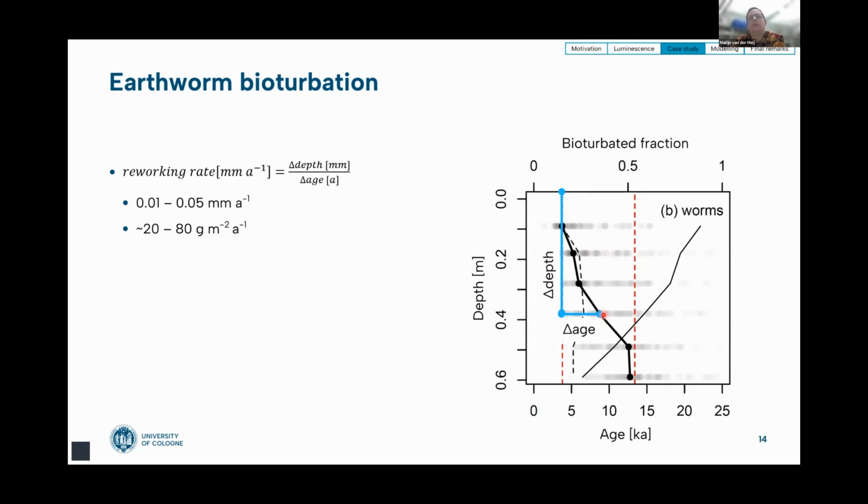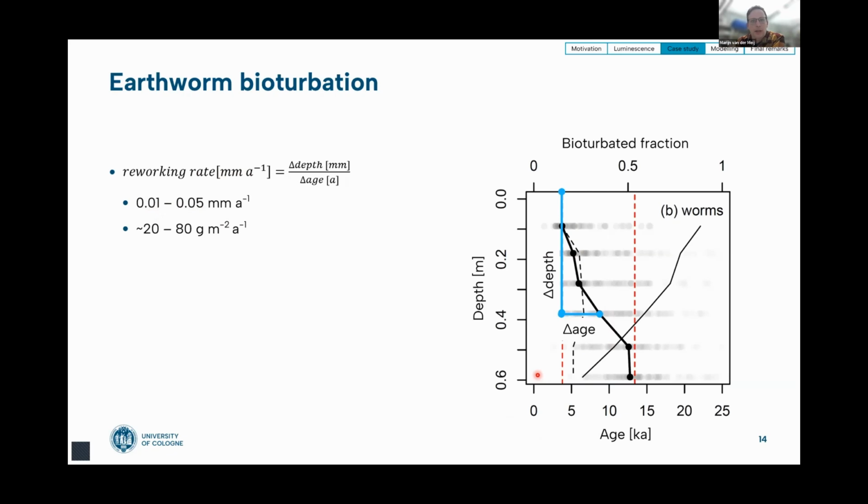If we calculate this for all the different samples, we get reworking rates of 0.01 to 0.05 millimeters per year, which agrees with about 20 to 80 grams per square meter per year. So that would be like the bioturbation rate based on these luminescence samples.